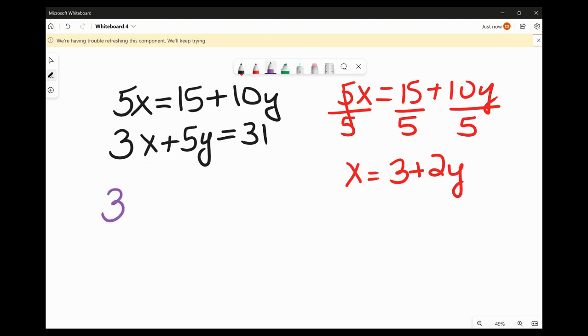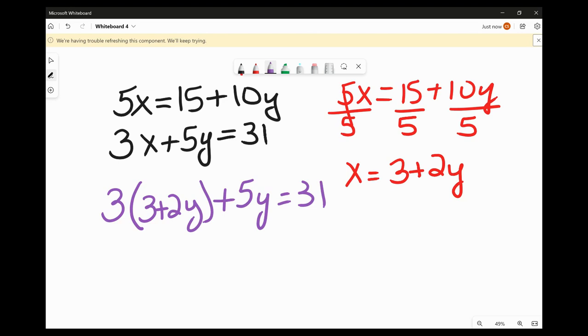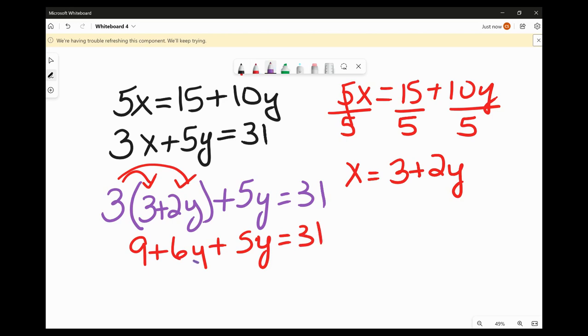Okay, so I'm going to do 3, and the 3 is multiplying by the x, so I'm going to multiply it times the 3 plus 2y, aka the x, right? And then we're just going to keep writing the 5y equals 31. And now I'm going to do the distributive property. So now I'm just solving. I have 9 plus 6y plus 5y equals 31. Now I can combine like terms. I get 11y, so I have 9 plus 11y equals 31.